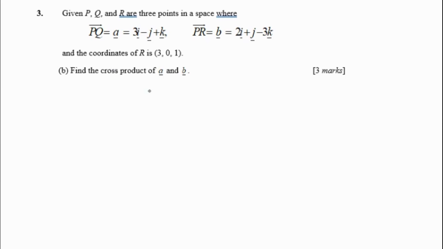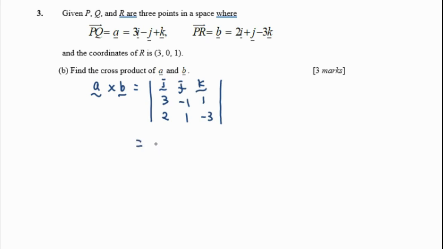Find the cross product of vector A and B. This means that we are going to do A cross B. So in order to do A cross B, we need to find the determinant of a 3 by 3 matrix by using the entries of vector i, vector j, and vector k. So for vector A, we will plug in our values of 3, -1, and k, which is 1. Meanwhile, for vector B, which is 2i, 1j, and -3.